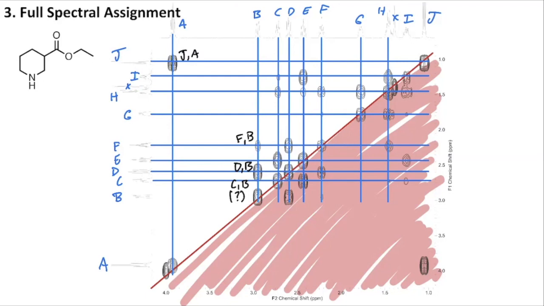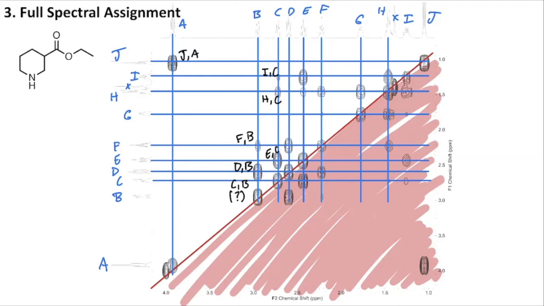Moving on, up here we have a peak underneath C that correlates over to I, so I'm going to call that IC. Underneath that, it seems that H also corresponds with C. And then further down, E corresponds to C, and then just below that is the C identity diagonal peak there, which we don't need to label.